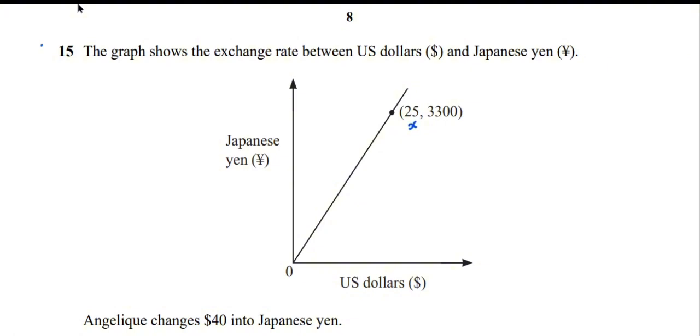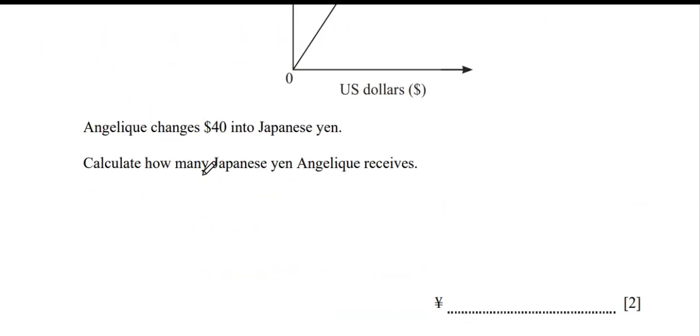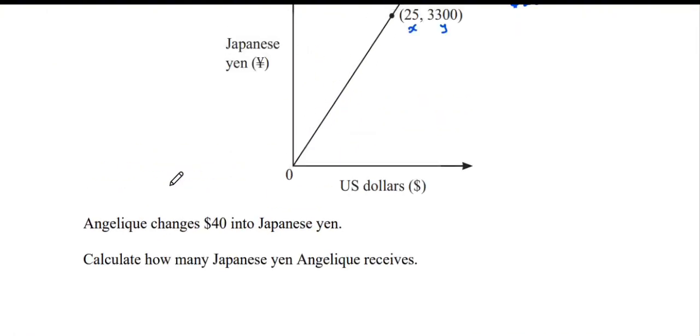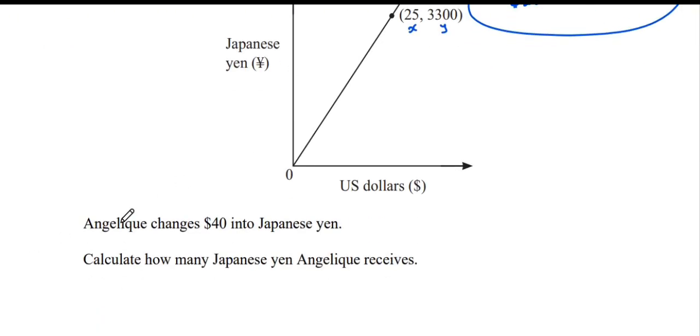So we know that here is our X and here is our Y. What it simply means is that 25 US dollars is the same thing as 3,300 yen. Moving down, you will notice that we are asked to find the value of yen that will be in the same exchange as $40.